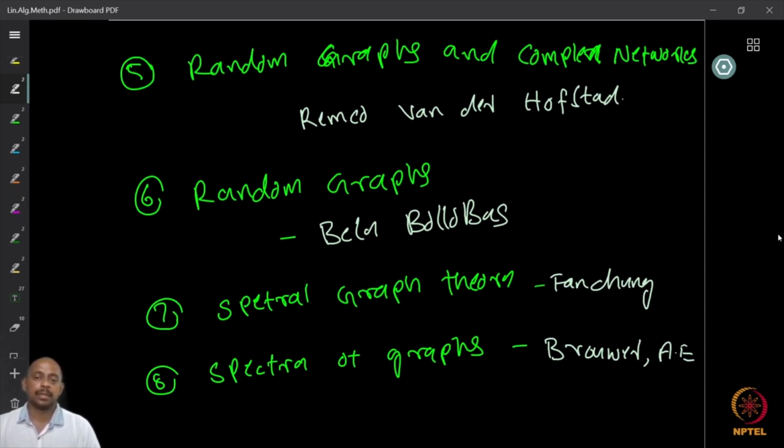Then Fan Chung has written a book, Spectral Graph Theory, which is a nice book. And then there is another by Godsil, Spectra of Graphs. These are related to graphs: one can define some matrices like the Laplacian of the graph, and then for this Laplacian matrix you can look at the eigenvalue spectrum, and by studying the spectrum one can talk about the properties of the graphs. Many other related matrices and tools are also there.